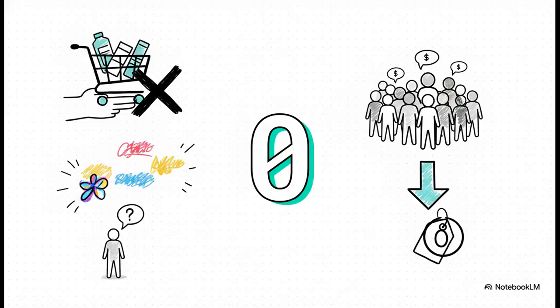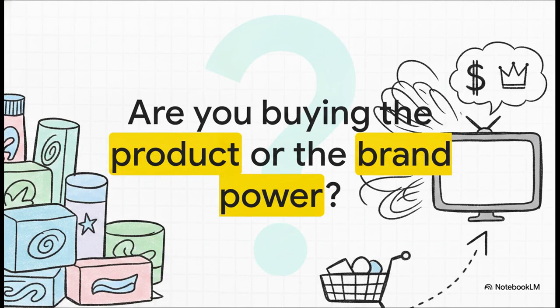As we wrap up this explainer, I really want to leave you with a provocative thought. Next time you're standing in that supermarket aisle and you reach for a very specific brand of soap or toothpaste, I want you to ask yourself, are you simply buying the product for its raw utility? Or are you buying the packaging, the reputation, the catchy television commercial? Are you buying the power of its monopolistic differentiation? It's an incredible, invisible engine driving our everyday economy, and now you know exactly how it all works.